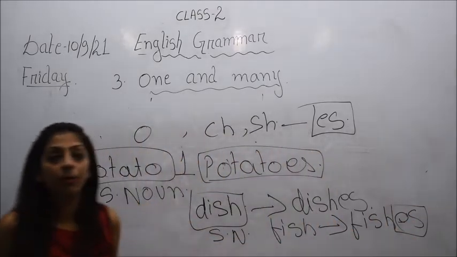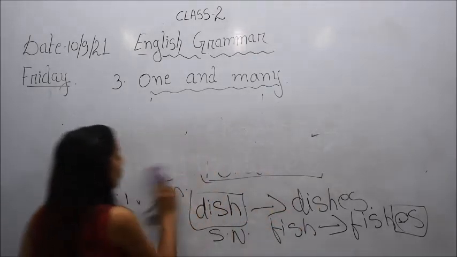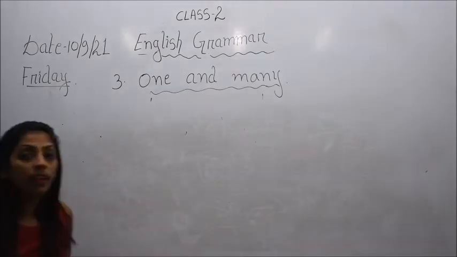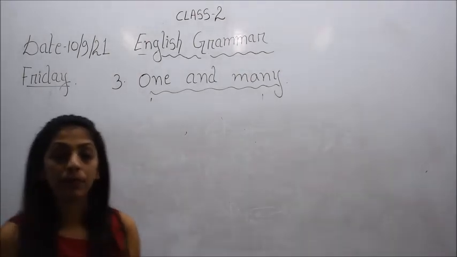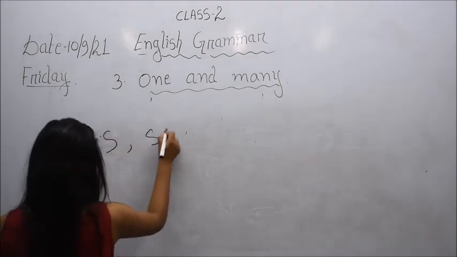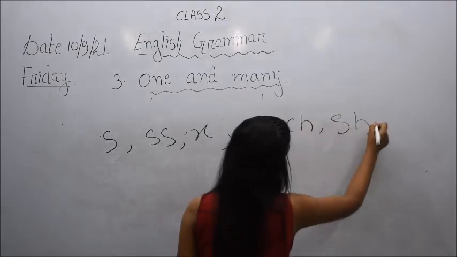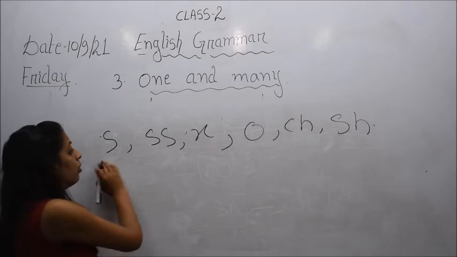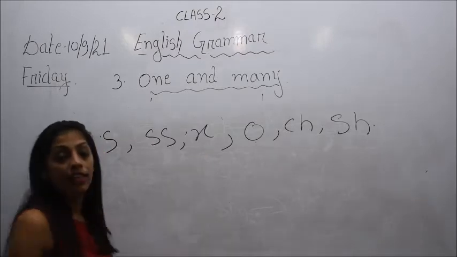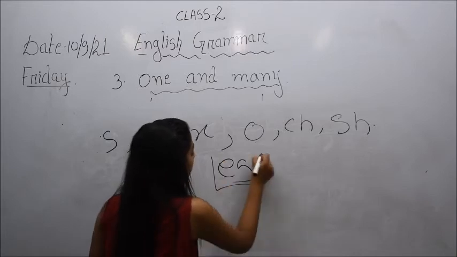So do you see, children? This is how you can make the things plural. But the thing is that you have to keep in your mind what are the words which end with S or SS or X or O or CH or SH. You have to keep in your mind that these are the words which end with these alphabets. There you have to add what, children? You have to add ES to make it plural.